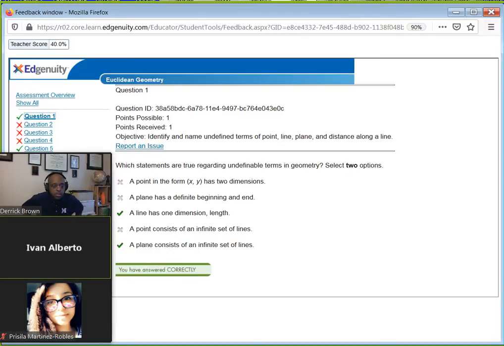Statements. Because I read in my notes that a line only had one dimension, and I think it went infinitely in its length. Okay, yeah, a line only has one dimension, and then a plane consists of an infinite set of lines. Yeah, I had that in my notes.